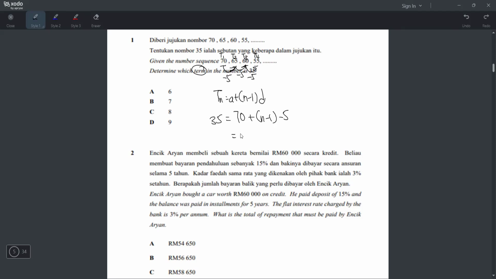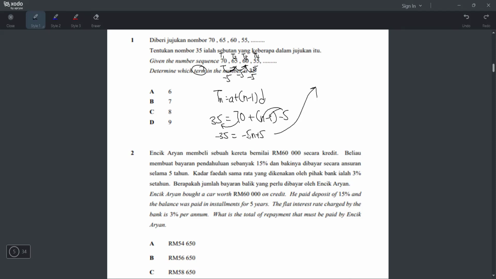Okay, so now you can just find your n, but you have to move terms. So you have to move 70 first. So when you move this, it becomes minus 70. 35 minus 70 is negative 35. And then here we're left with (n minus 1) times negative 5. So when you expand, you get negative 5n. Negative 5 times negative 1 is positive 5.